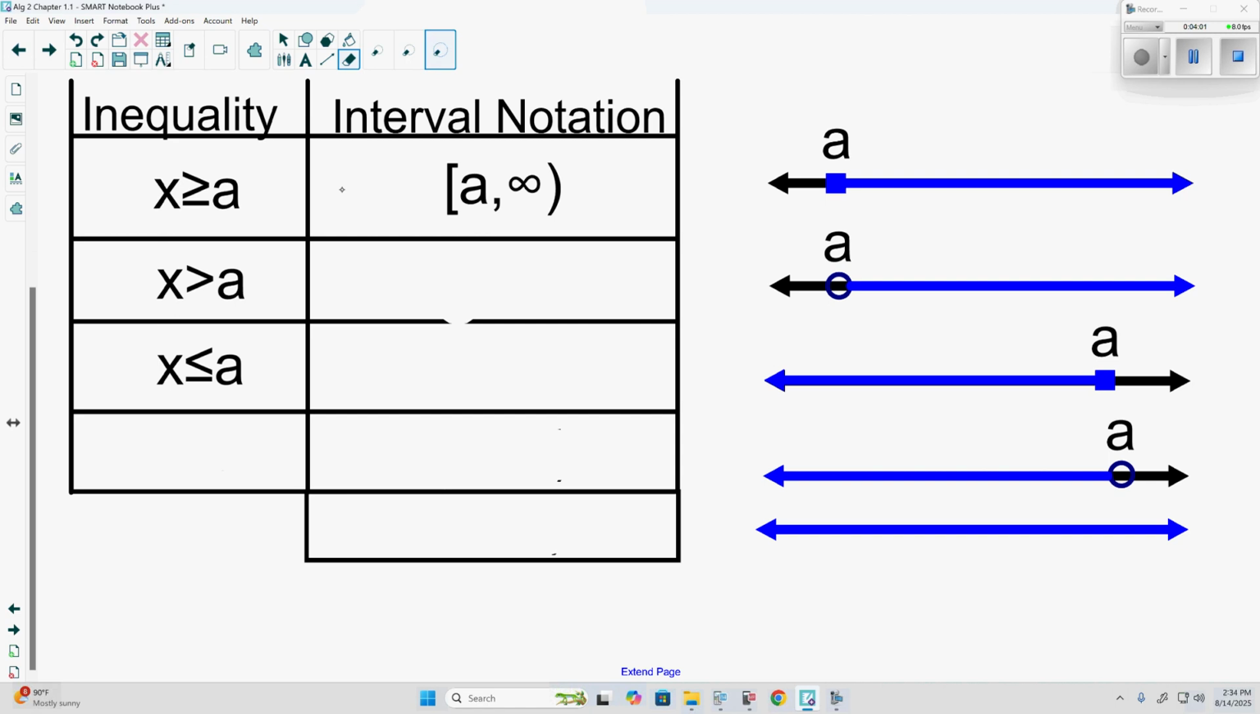Infinity will always have a parenthesis, because no matter how hard we try, we can never get to infinity. Infinity is not a number. It is an actual concept. So infinity is not a defined number. It is a concept. The next one we have, X is greater than A. The infinity still has the parentheses. Our A now also has a parentheses because we're saying it's not equal to it.